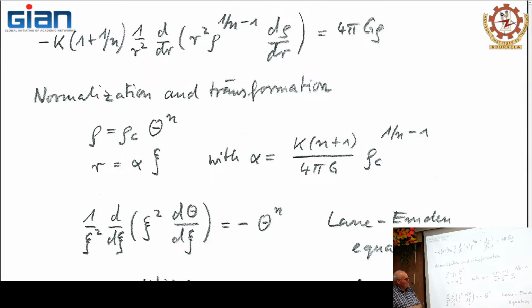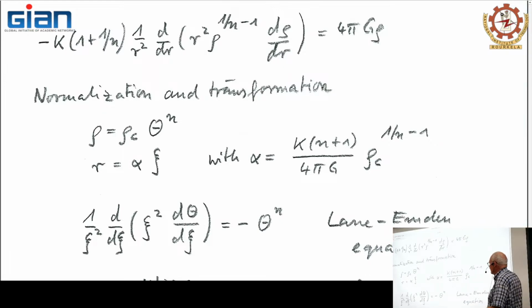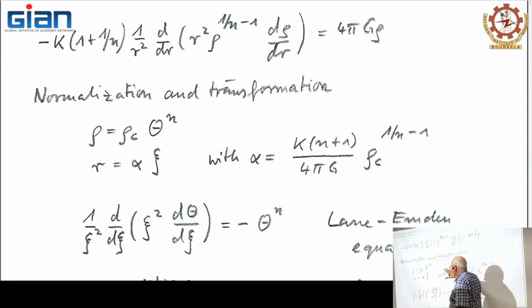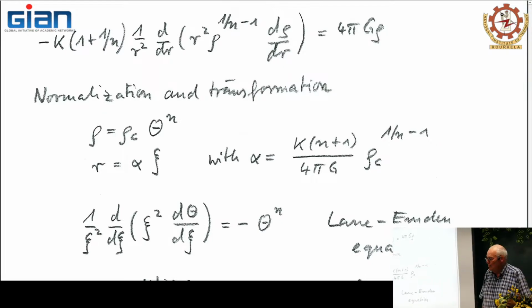r is then given by alpha, which gives the radius in physical units, times a dimensionless unit psi. Okay, so if we do a normalization and transformation in this way, then the equation becomes rather simple, or simpler than before.